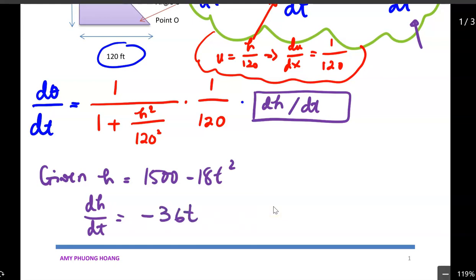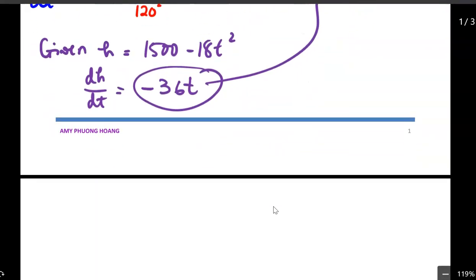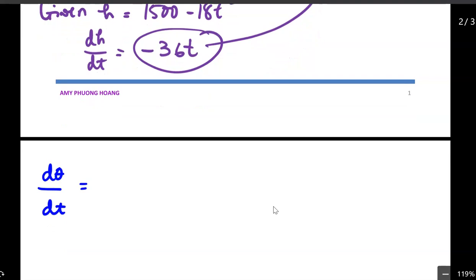Okay, so in the end, I am going to take this and substitute it right in there. So let me rewrite that for everyone. So d theta over dt, the change in this angle according to time, will be equal to 1 over 1 plus h squared.